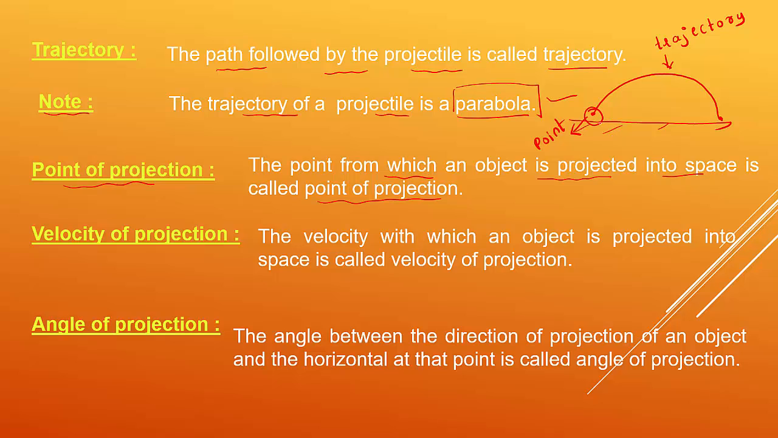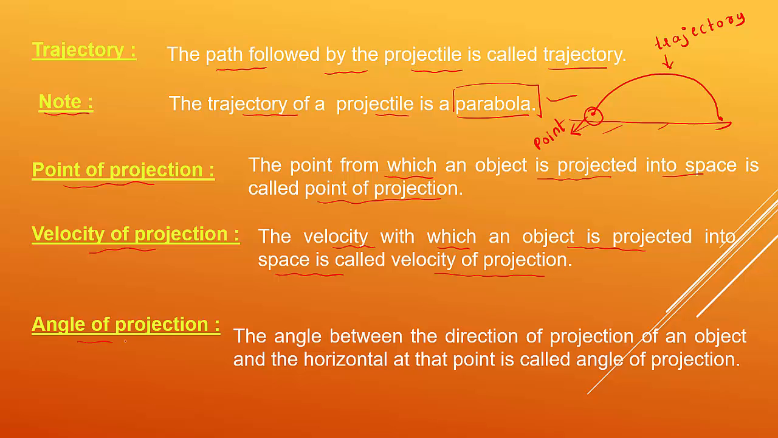The point from which an object is projected into the space is called the point of projection. Then velocity of projection. It is the velocity with which an object is projected into space. What is velocity of projection? The velocity with which an object is projected into the space. With how much velocity that object is projected, that velocity we can call velocity of projection.